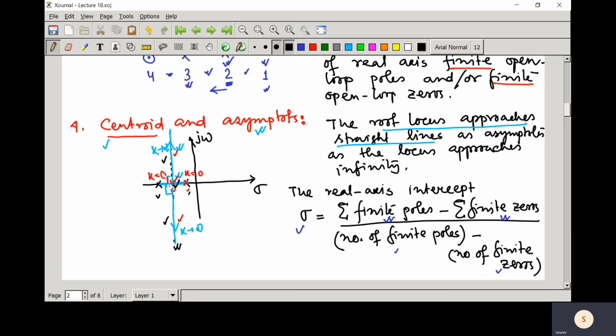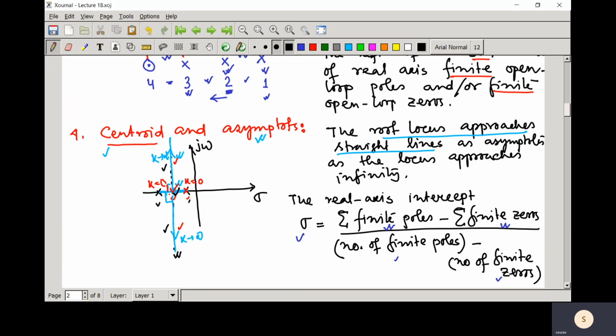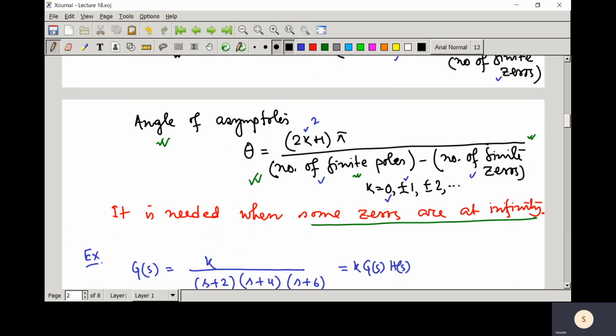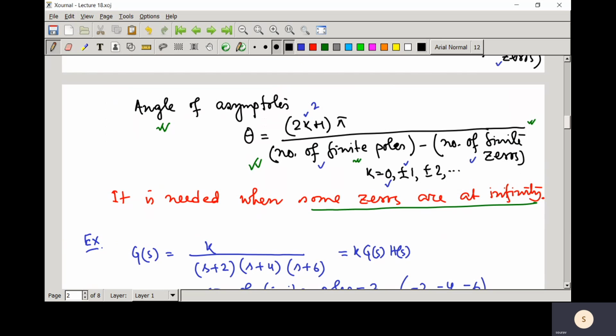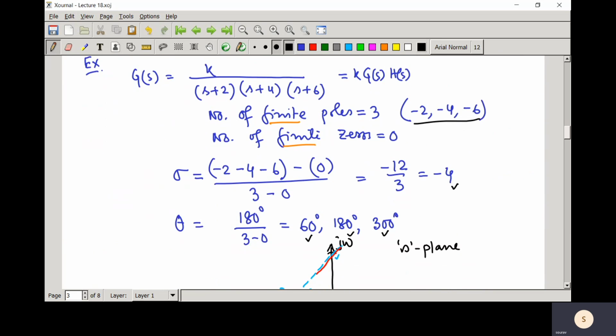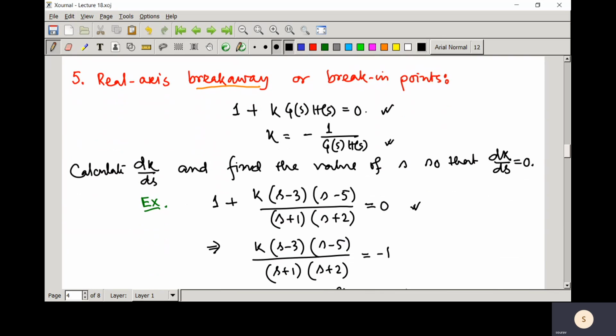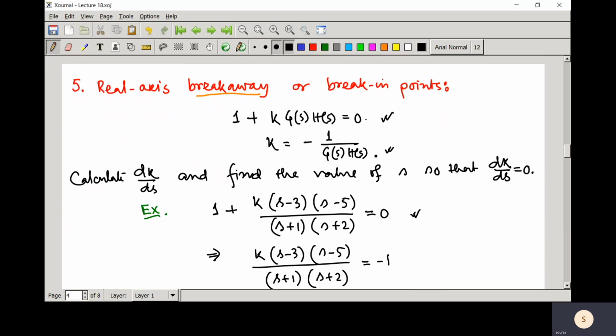The fourth one is centroid and asymptotes. The concept of centroid and asymptotes comes into the picture whenever there are open loop zeros at infinity, and we have seen how to calculate the asymptotes and centroid. The fifth one is real axis breakaway and break-in points. Here we need to write the characteristic equation as k equal to something, then take the derivative with respect to s and equate it to 0, and from there you can find the breakaway and break-in points.